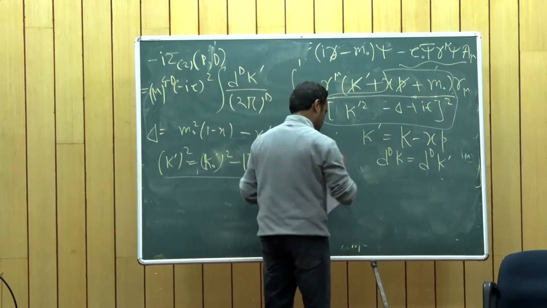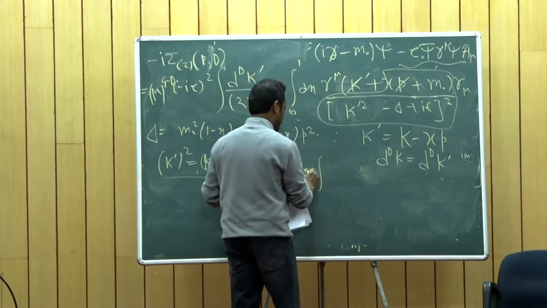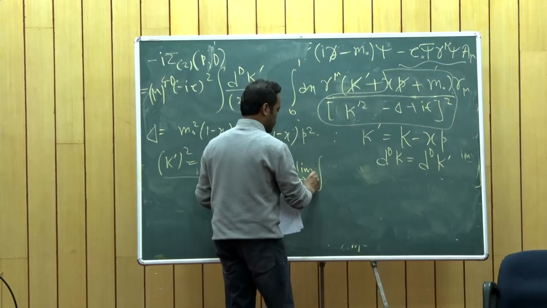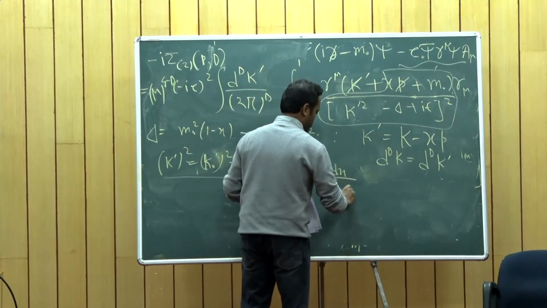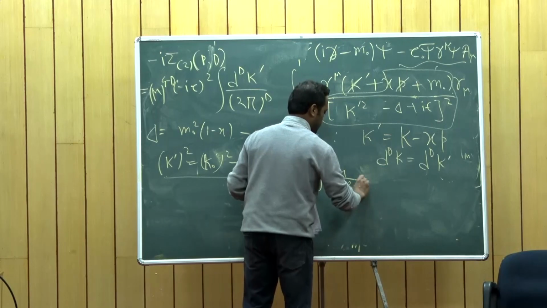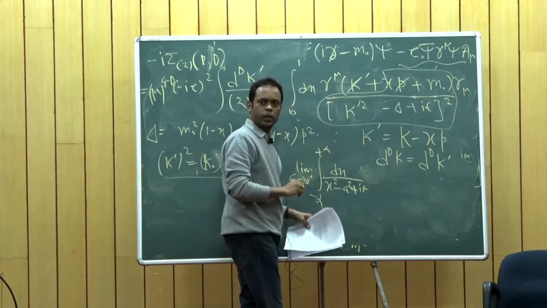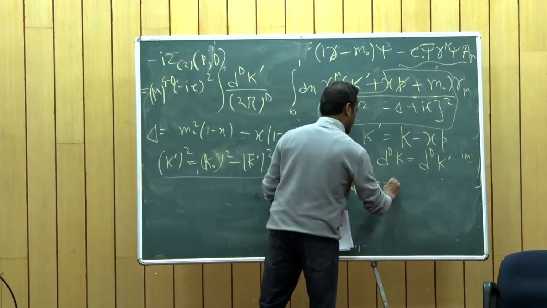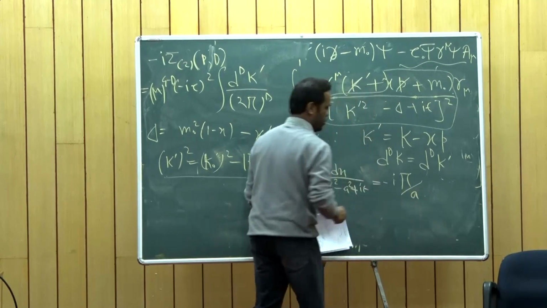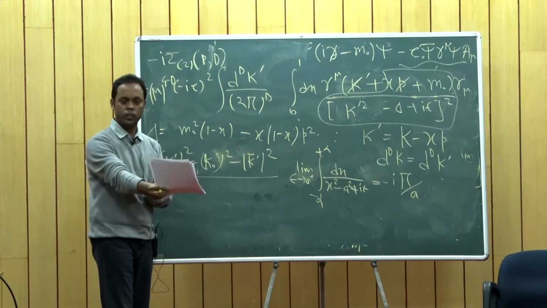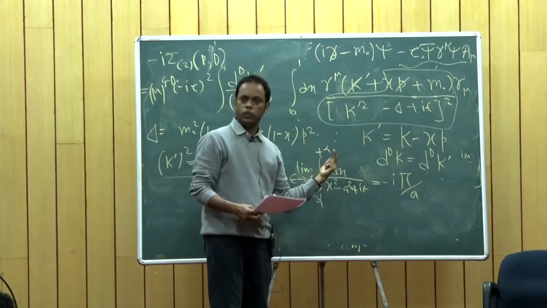So you have an integration like this, let's say, limit epsilon tends to 0 plus, of something like dx by x square minus a square plus i epsilon. You can do this integration using residue calculation, and the result will be minus i pi by a. There is no harm in doing this, but you can use this Wick rotation thing to do this also.